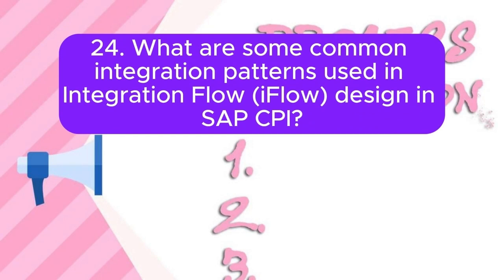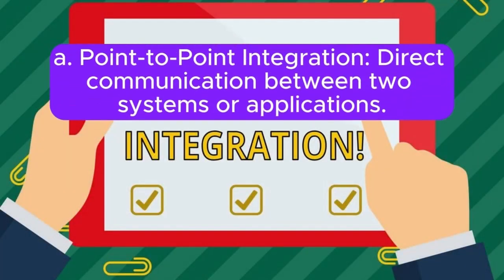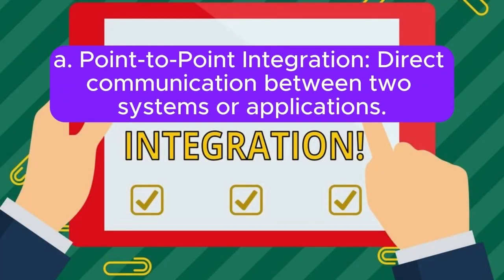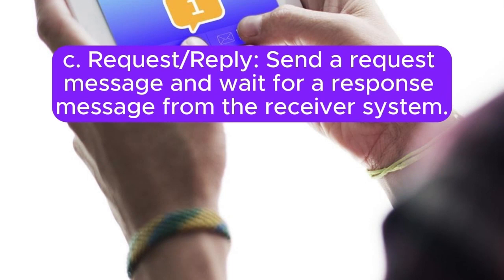24. What are some common integration patterns used in integration flow (iFlow) design in SAP CPI? Answer. Some common integration patterns used in iFlow design in SAP CPI include: A. Point-to-point integration, direct communication between two systems or applications. B. Publish, subscribe, broadcast messages to multiple subscribers for asynchronous consumption. C. Request, reply, send a request message and wait for a response message from the receiver system.